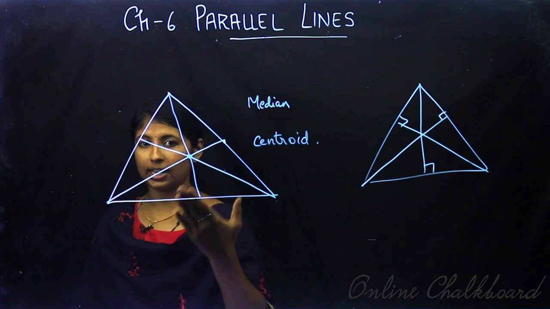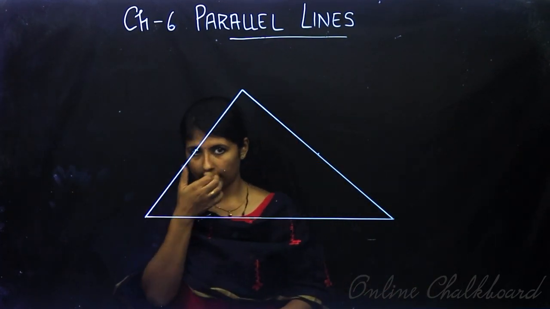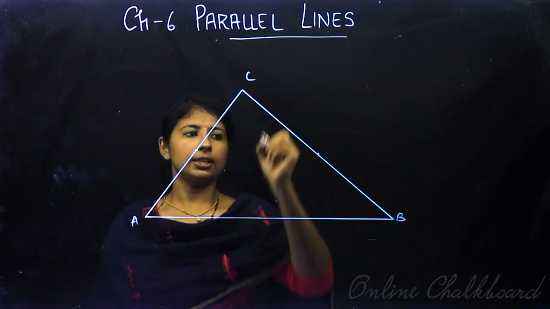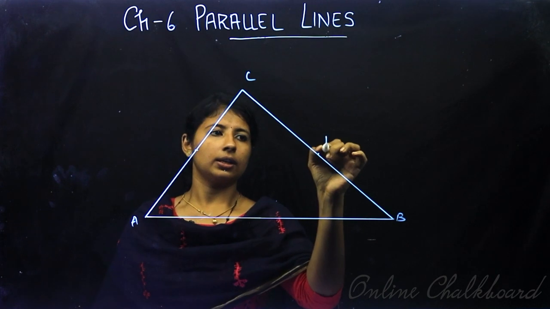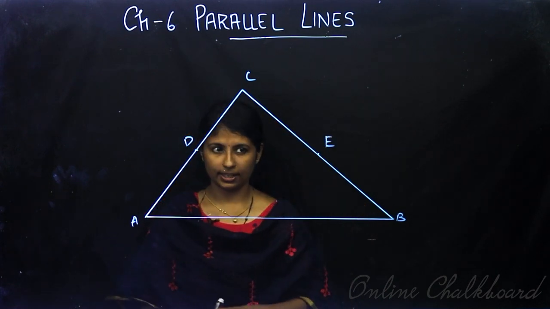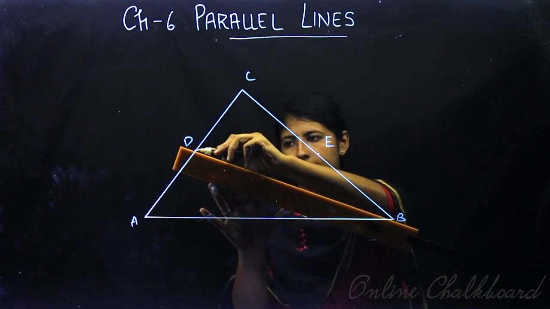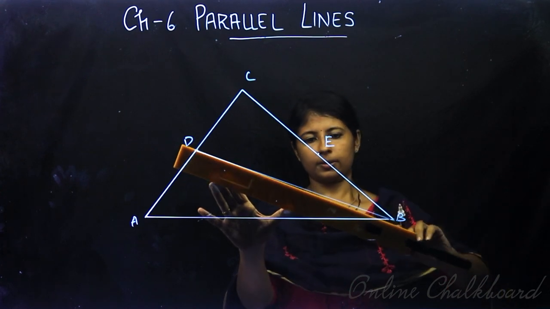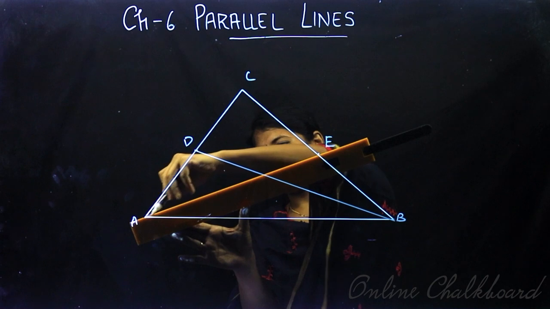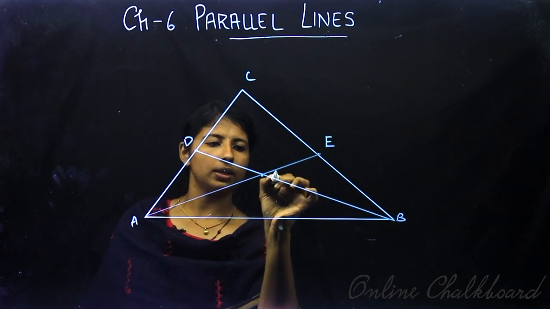We will see the ratio in which it divides the medians. We will consider a triangle ABC. D and E are midpoints of the sides. Then we draw the medians BD and AE. This is the centroid, P.